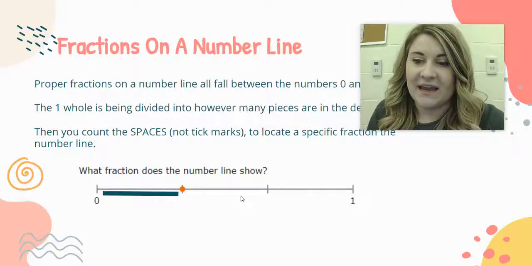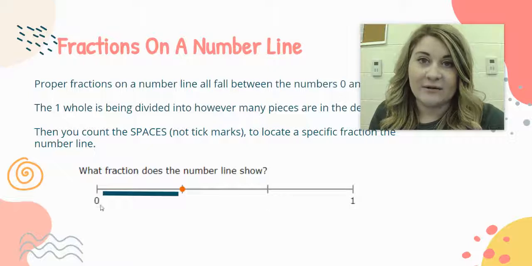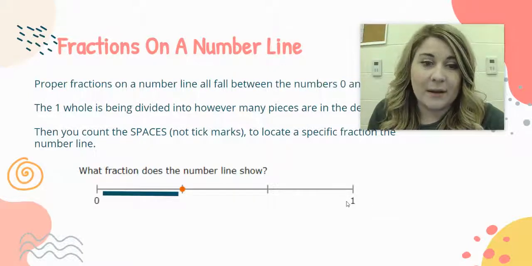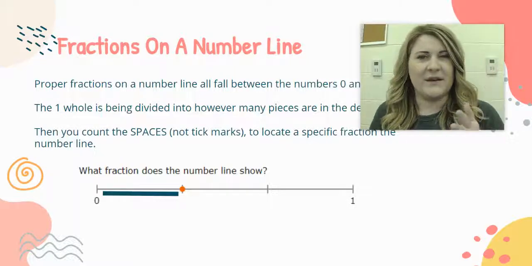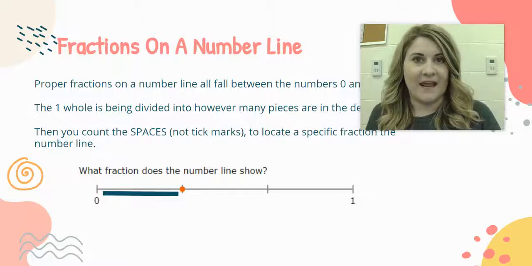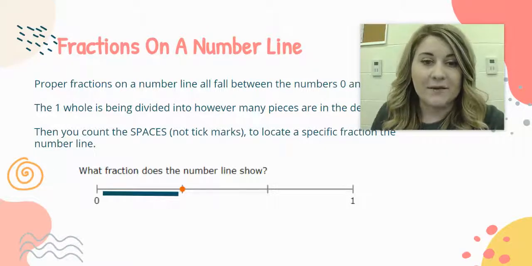At the beginning of our number line, we always start with 0, and at the end, you might be surprised to see the number 1, but this is actually our whole. I want you to keep that in your mind. Don't be confused. This is between 0 and 1, which 1 is our whole. 1 means all of the pieces of this fraction are colored in.